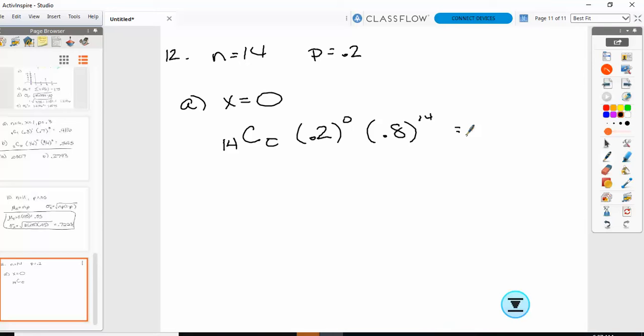Oh, we don't have a 14 on our table, do we? No, so you can't do the table on this one. I lied. No table. So we get 0.04398, or 0.044 if you round it up.